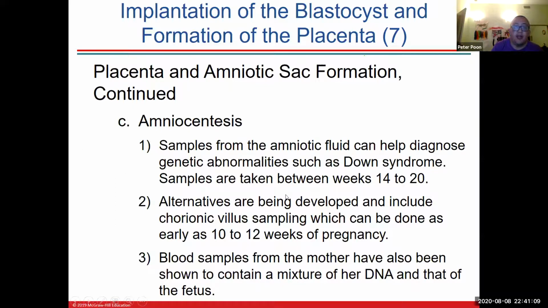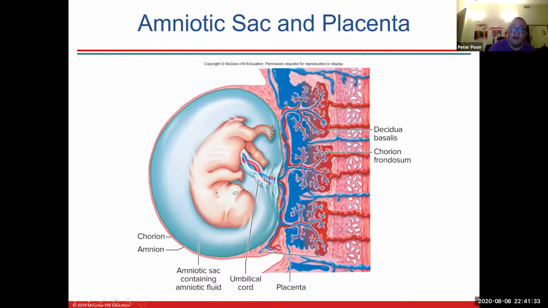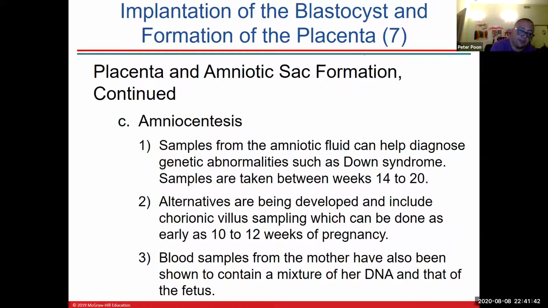Okay. So things you can do, amniocentesis. It can diagnose genetic abnormalities such as Down syndrome. Samples are taken between weeks 14 to 20. You can do something earlier than that, and that's called chorionic villus sampling, or CVS. In CVS, they take a sample of these villi. So this is the chorionic villi, and they can take a little sample of that, and that is again fetal DNA.